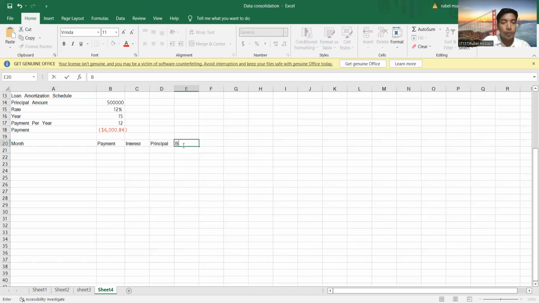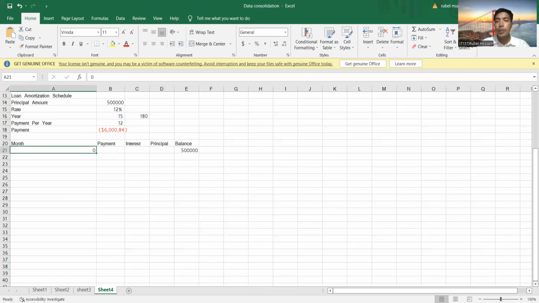What will be the balance after each payment? We don't know, but we know that the balance is 5 lakhs. So give the amount, and the month is 0. To calculate the months, give an equal sign, then B upwards into payment, then click on it: 180. So 180 months will be taken to pay the amount.